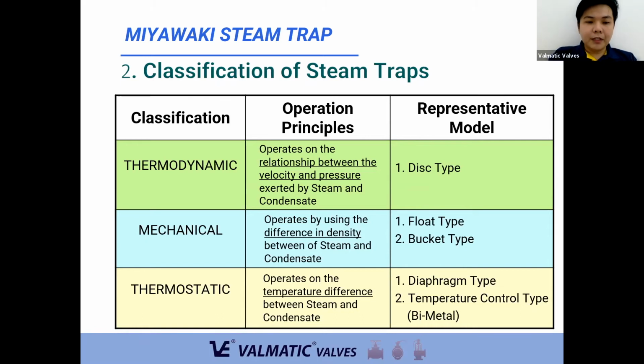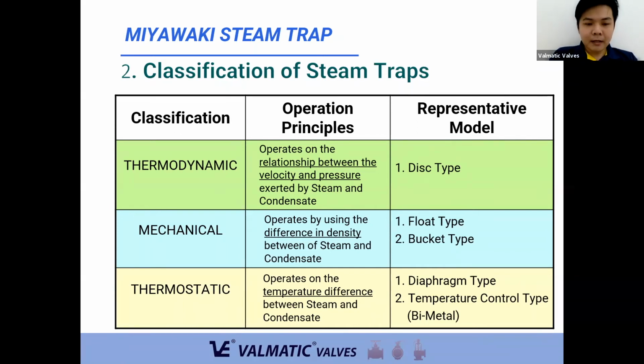Yeah. And then we have the mechanical type of steam trap. This mechanical type actually has two models here. You can see my cursor here. The representative models are the float type, or ball float type, and the bucket type, inverted bucket type. The operation principle for these mechanical types of steam trap is using the difference in density between steam and condensate. Density is more to do with the weight of the medium. Steam is lighter, and condensate water has a higher density, which is much heavier.